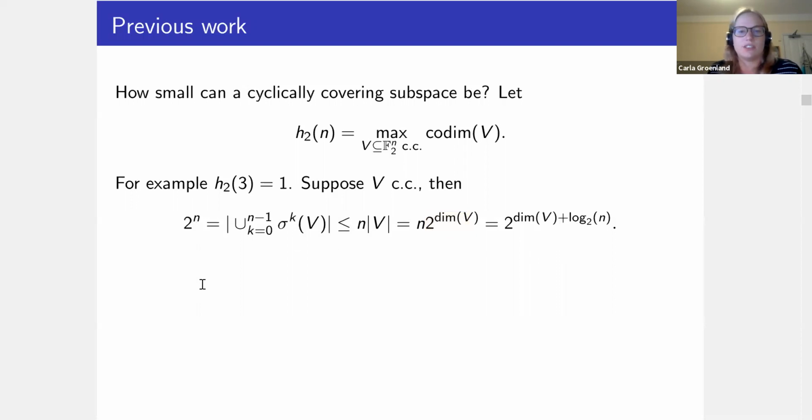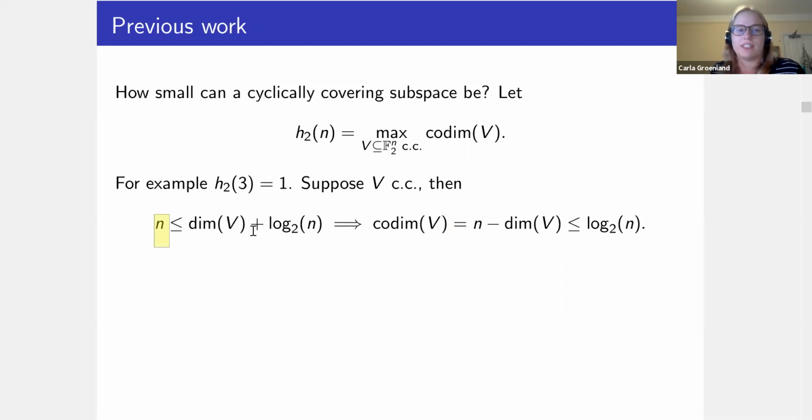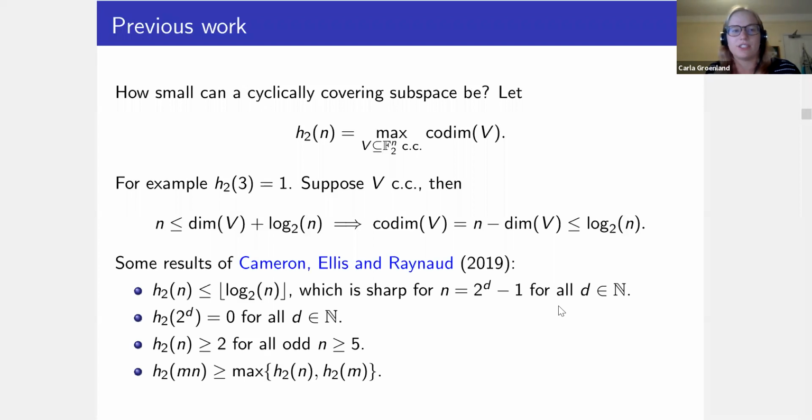And we can take the log base 2 of this equation, and then we find that n is at most the dimension of phi plus the log of n. We can rearrange this to get a bound on the codimension: we bring the dimension to the other side, and we see that the codimension is at most log n. So what we showed is that if phi is cyclically covering, then the codimension is always at most log n. That gives us an upper bound, and this was shown by Cameron, Ellis, and Raynaud. You can always take the floor as well, of course, because it's an integer. But they also showed that this can always be attained: whenever n is of the form 2 to the d minus 1, then this inequality is actually tight.